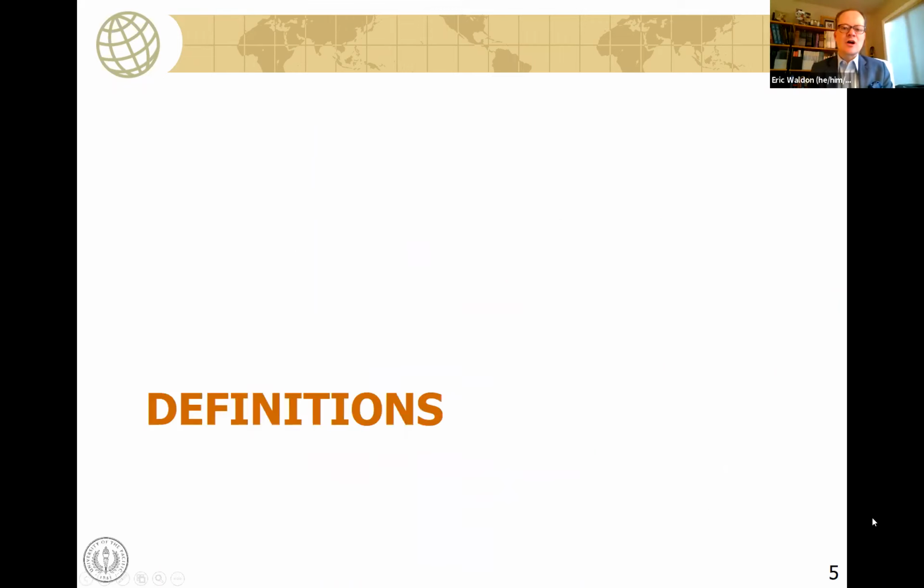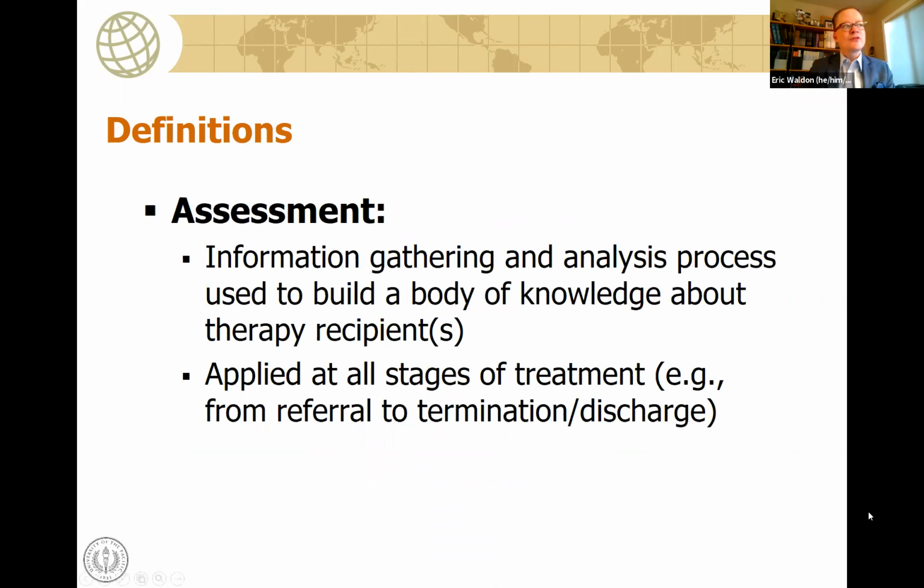So it's important to start off with defining some of these terms that we use in assessment in music therapy. And so we'll start here, and I'll be reading these slides in the spirit of making sure that our presentation accommodates all needs. So the first definition is assessment. Information gathering and analysis process used to build a body of knowledge about therapy recipients.